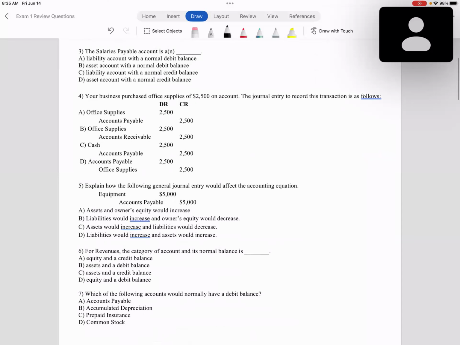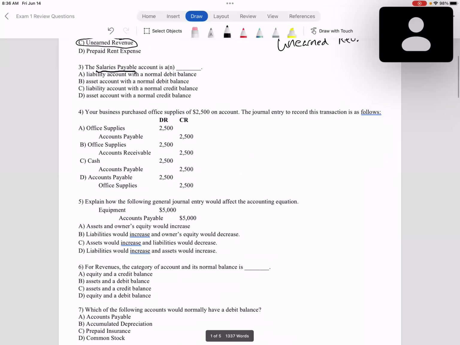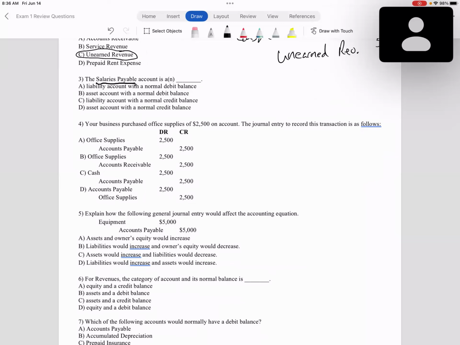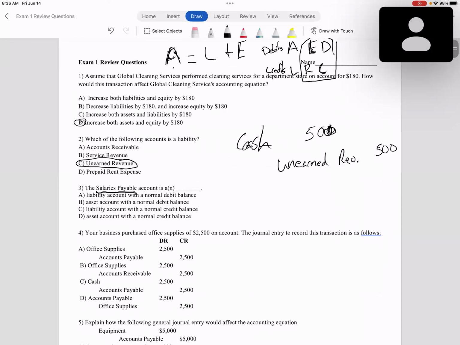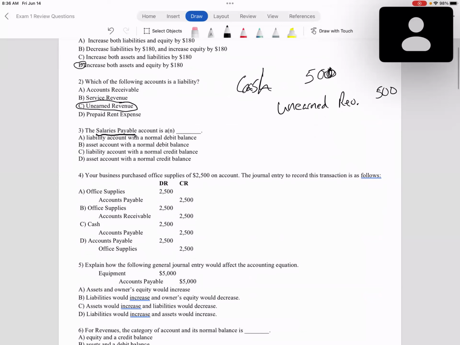So then salaries payable account. Okay. So this is where people have performed work for us, but we haven't paid them yet. Right. And so like they've done work, we just haven't paid them yet. And so that's a liability account. We have that obligation. And remember, liability accounts have normal credit balances. That's your credit balance. And so we need to go find something. So liability account with a normal debit balance, nope. So go drop down to C, liability account with normal credit balance. So the correct answer.